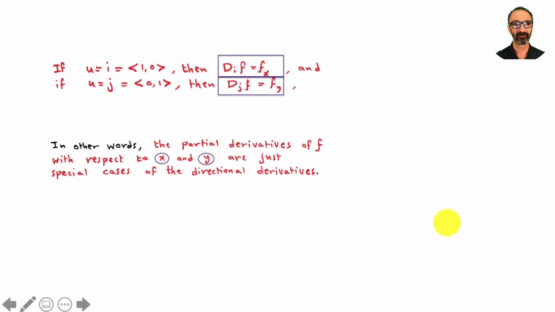Now, if u equals i, which is (1, 0), then the derivative is called fx, and if u equals j, then the derivative that we're looking at is only in the direction of y, which is called fy. In other words, the partial derivatives of f with respect to x and y are just special cases of the directional derivative that covers both.